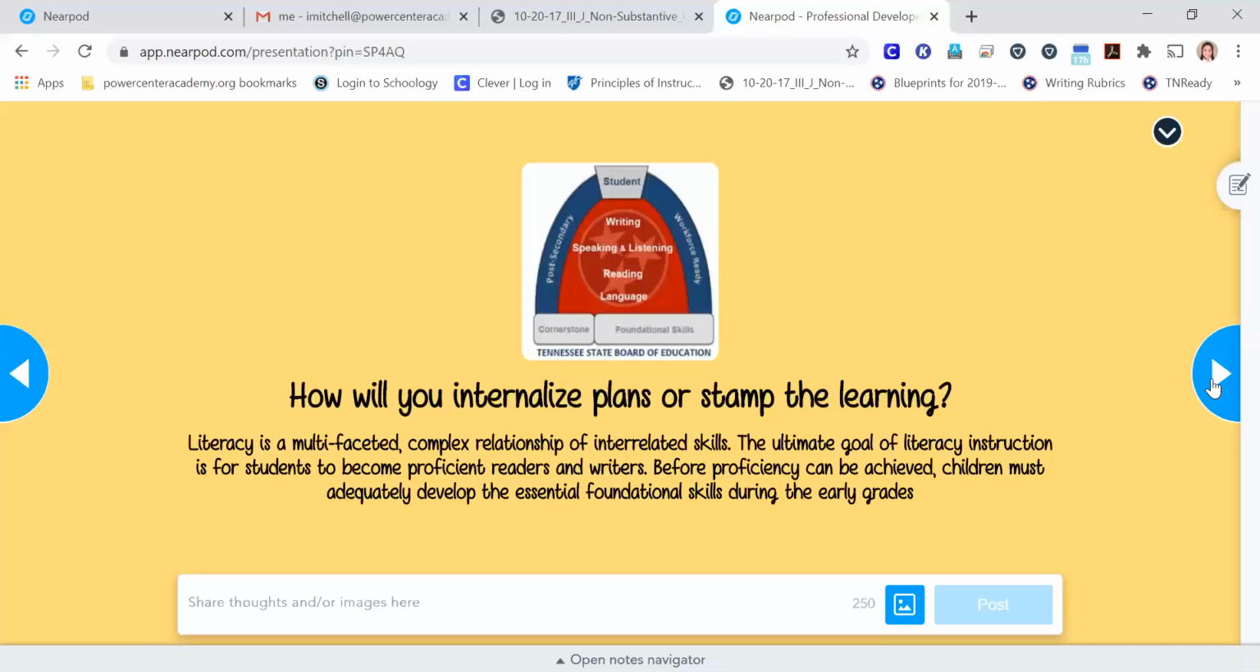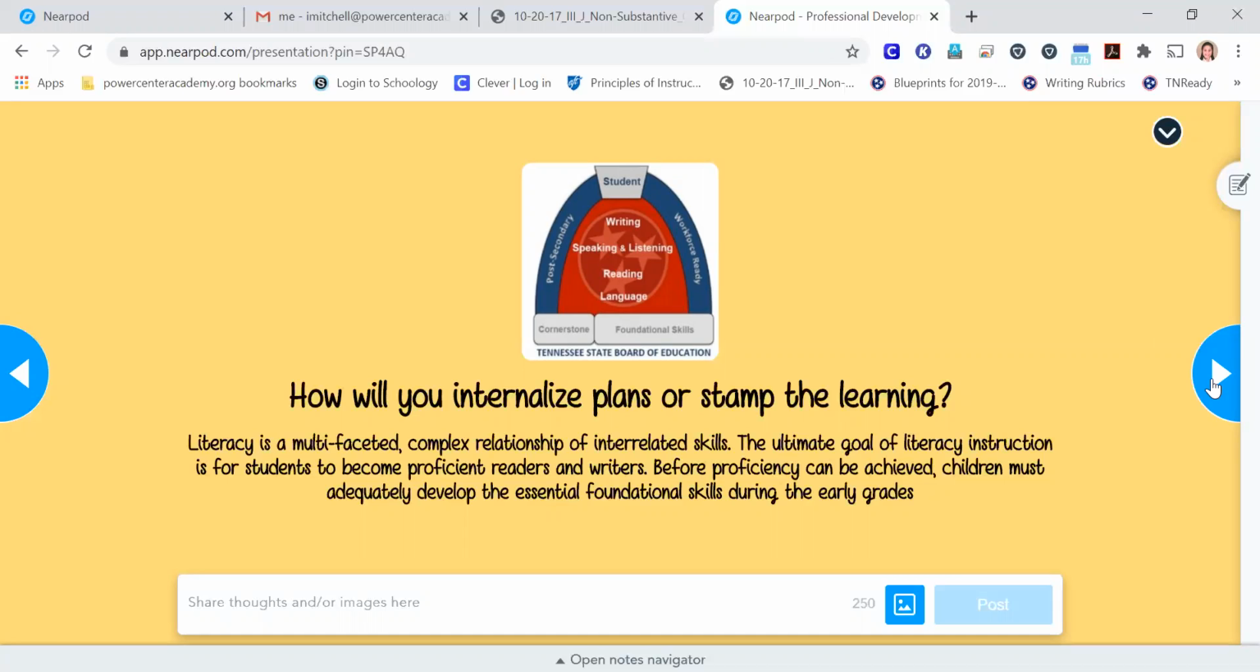Now that we have that framework and we know that literacy is a multifaceted, complex relationship of those interrelated skills, of that vertical alignment of each of those standards. The ultimate goal of literacy instruction for students is to become proficient readers, as we've determined. However, before proficiency can be achieved, children must adequately develop those essential foundational skills during those early grades. And so, even though we are in the remote space, we're going to ensure that those linguistic practices come through additional gaming and songs and nursery rhymes where students can make associations and begin to read words, write words, read sentences, and write sentences for moving along with passage comprehension.